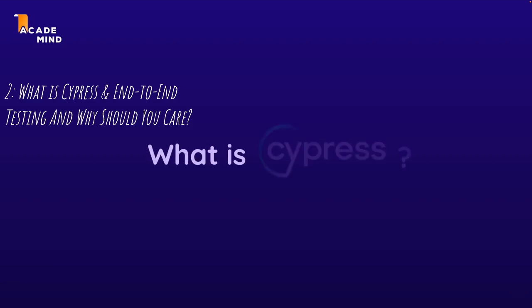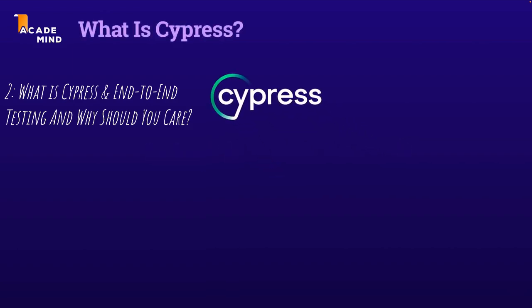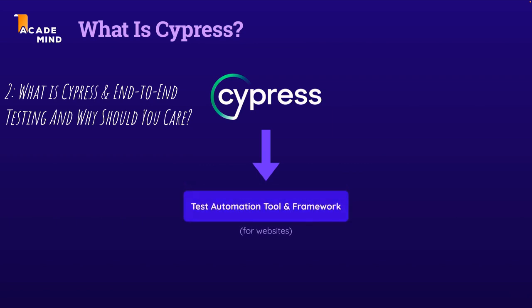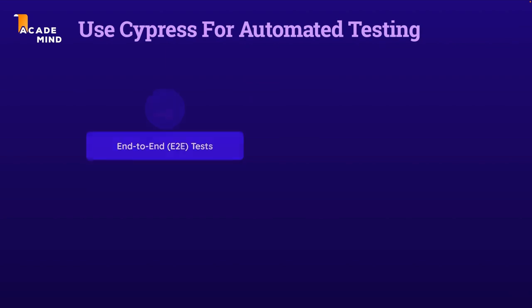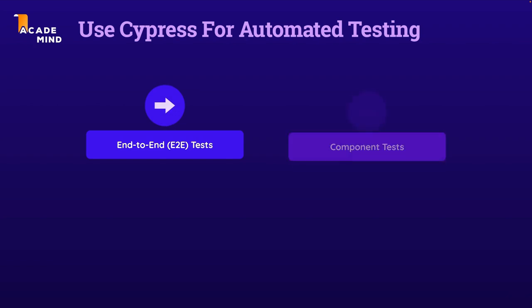So what is Cypress? Cypress is a JavaScript-based test automation tool and framework for web developers. You can use Cypress to write automated tests for the website you're currently working on. Now you can use Cypress for automated testing in two main ways. You can use it to write so-called end-to-end tests, and you can also use it to write so-called component tests, though this course here will be about end-to-end tests.